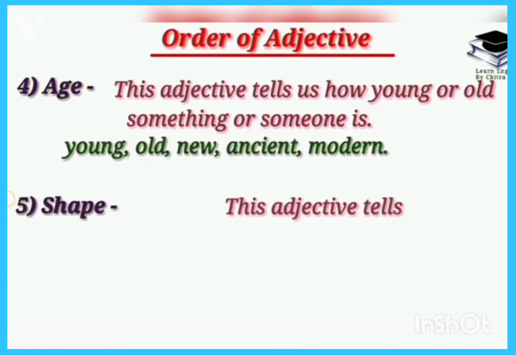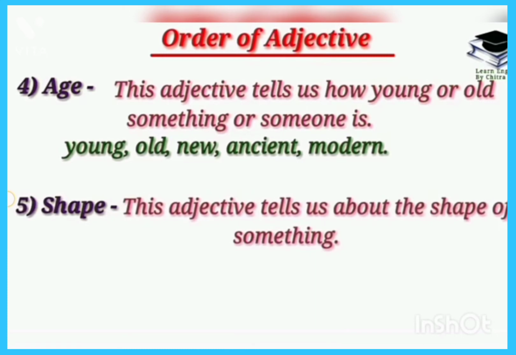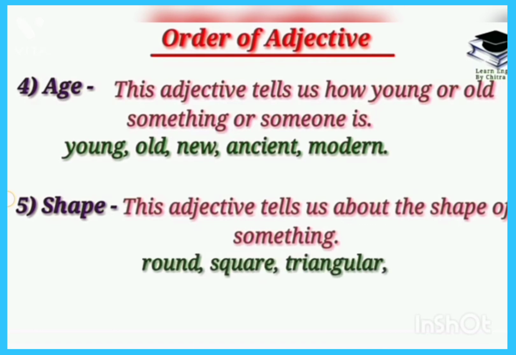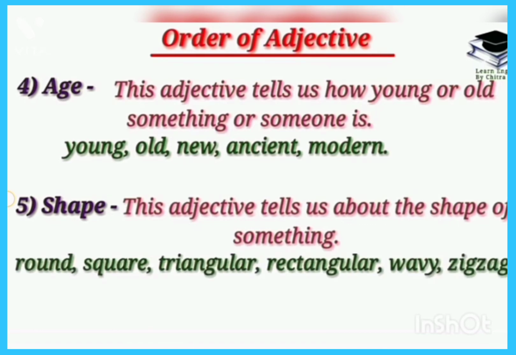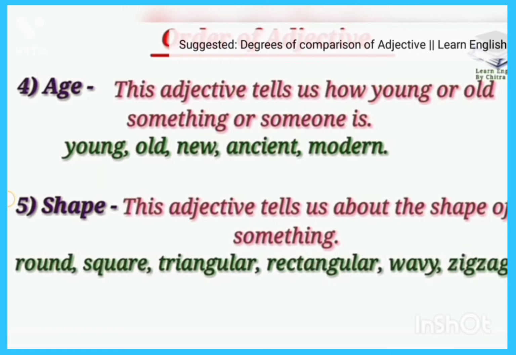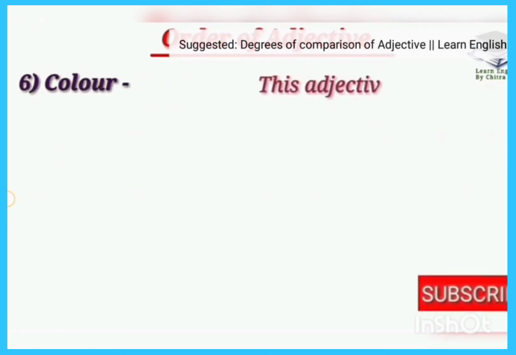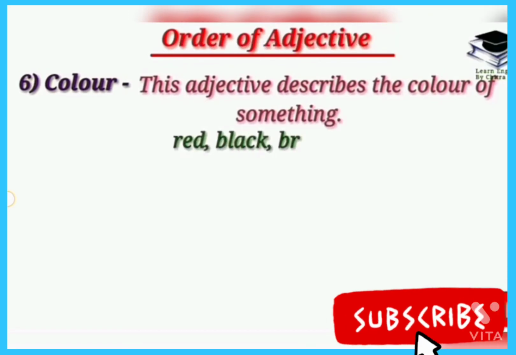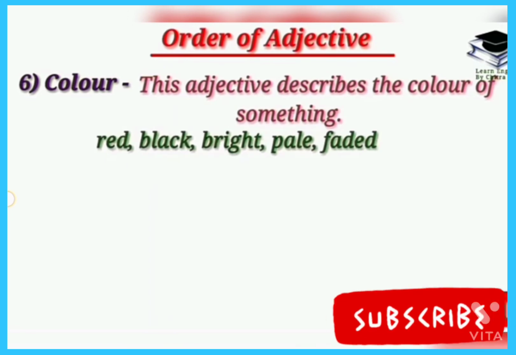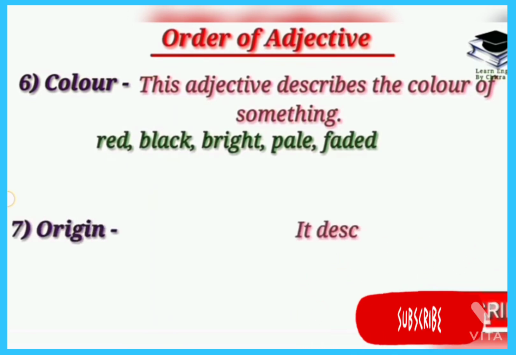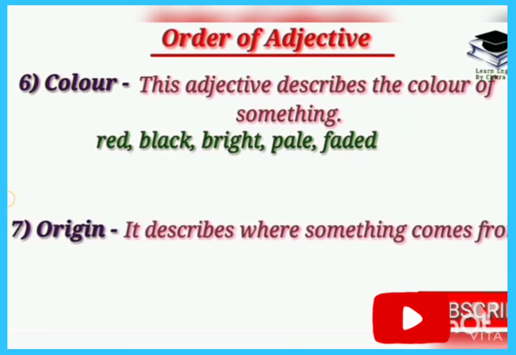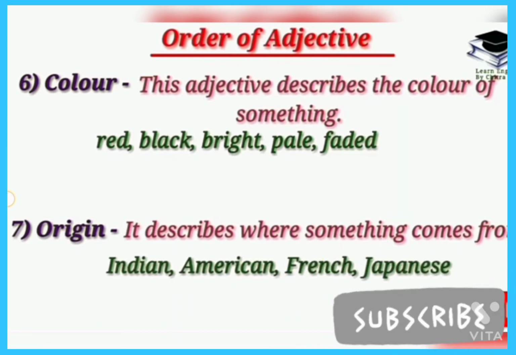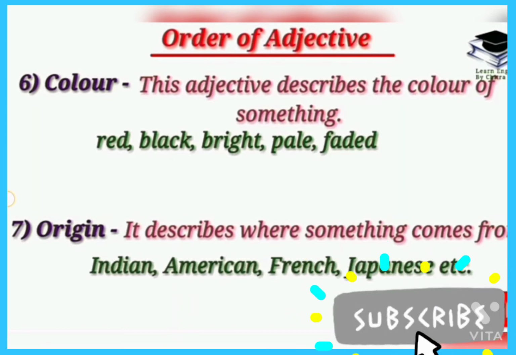And then next is shape. This adjective tells us about the shape of something, what shape it is. For example, round, square, triangular, rectangular, wavy, or zigzag. The next one is color. This adjective describes the color of something, what type of color it is: red, black, bright, pale, faded. These things you can use for colors. And origin: it describes where something comes from. For example, whether it is Indian, American, French, Japanese, etc.